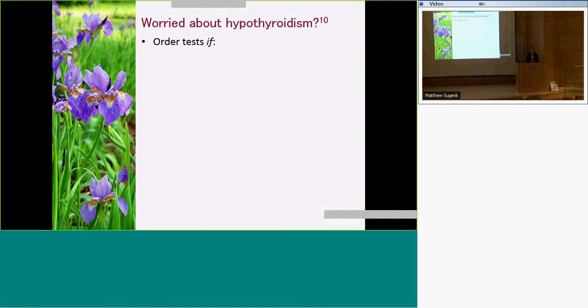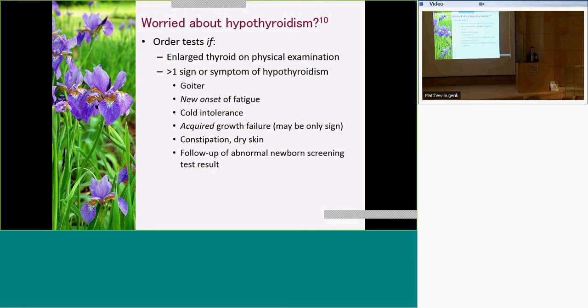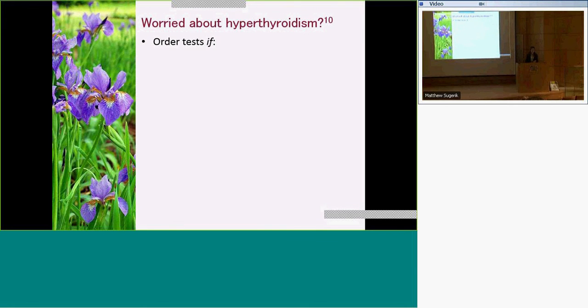It's easy to want to blame weight gain on thyroid. It's unusual that that's really what is going on, absent a strong family history or something that you see on a physical exam. So if there's an enlarged thyroid, that's a slam dunk. Send your test. Beyond that, you need to have more than one sign or symptom. Being, again, that there's a goiter, that there's new fatigue, not this has been going on for years, cold intolerance, growth failure, so you don't see the kid who's following the line with his stature but not his weight. Constipation, dry skin, or if they're little, following up an abnormal newborn screen.